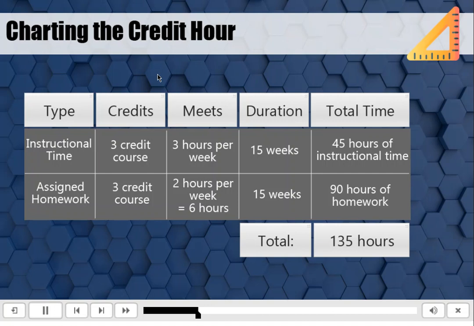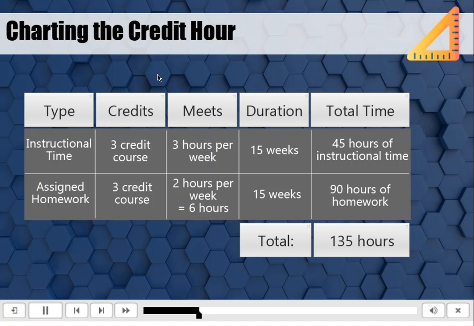So what we end up with is, if we have a 14-week semester, or a semester that is less than 15 weeks, our hours still have to match up to 135 hours. Right around there. We don't want to go too far under or too far over. Too far under, and we're really teaching a 2-credit course. Too far over, and we're at a 4-credit course. So it's right around that 135 hours.